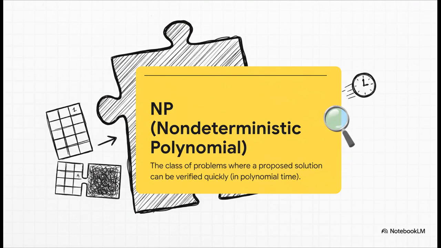Then we have the class NP. Now, this is the set of problems where if somebody just gives you a potential solution, you can check if it's correct really fast, in polynomial time. The classic example is a Sudoku puzzle. Solving it can be incredibly hard. But if I hand you a completed grid, you can verify that it follows all the rules almost instantly. The solving is hard, but the checking is easy.